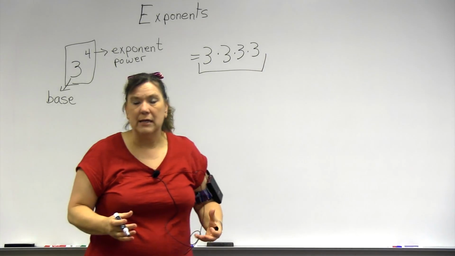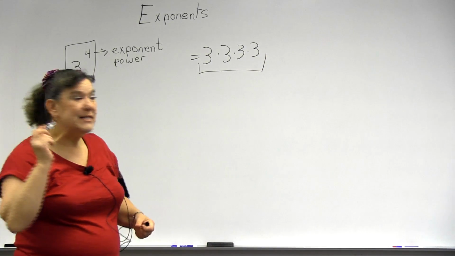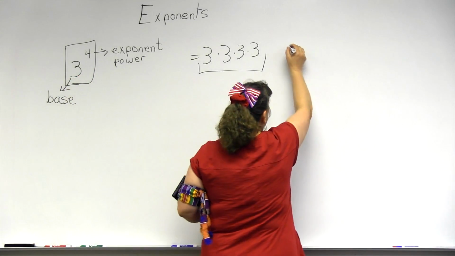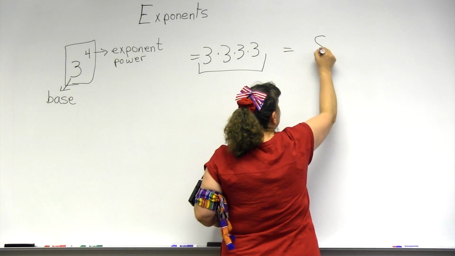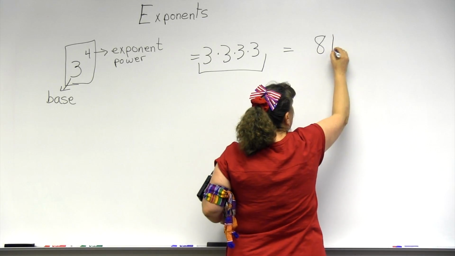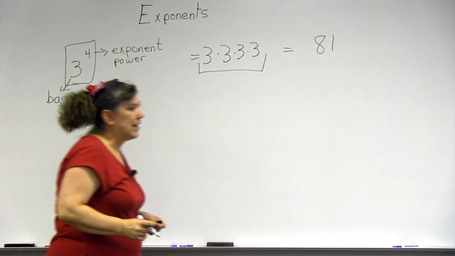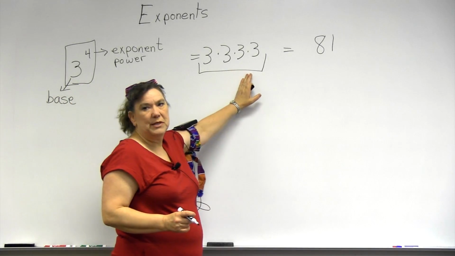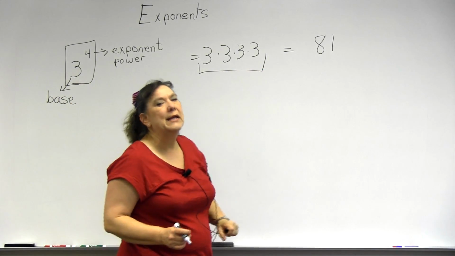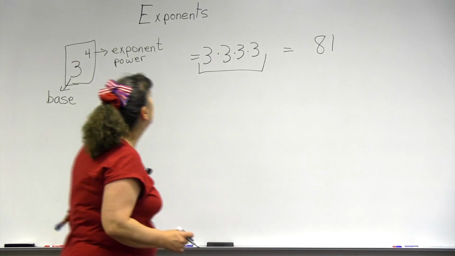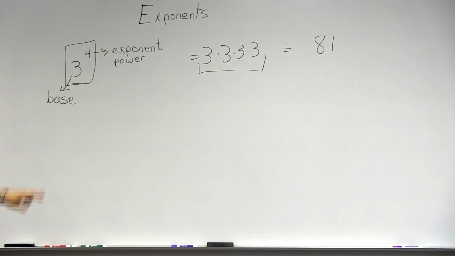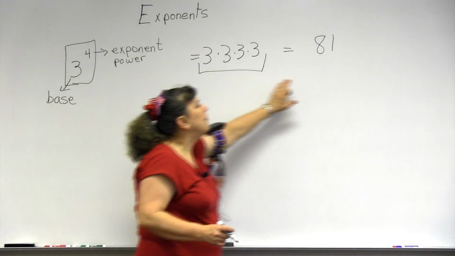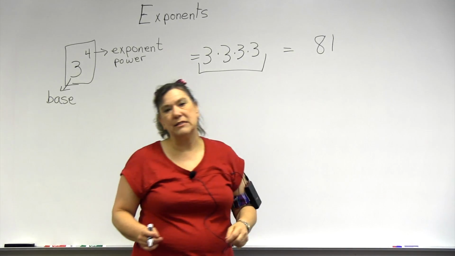What does it mean? If they ask for the decimal form of an answer, then you're going to multiply those 3's together and come up with the number 81. 3 times 3 is 9. 9 times 3 is 27. 27 times 3 is 81. So that's the definition of exponent with the 3 forms that they will ask for the answer.